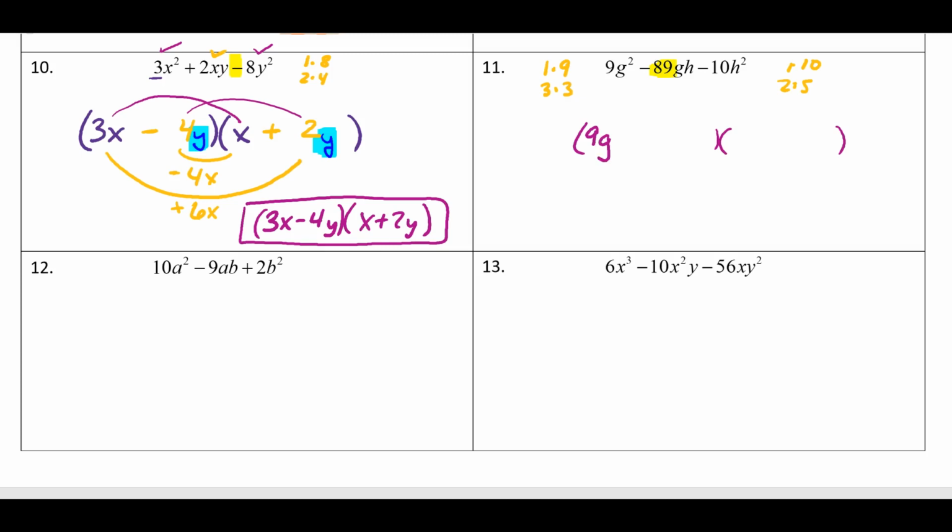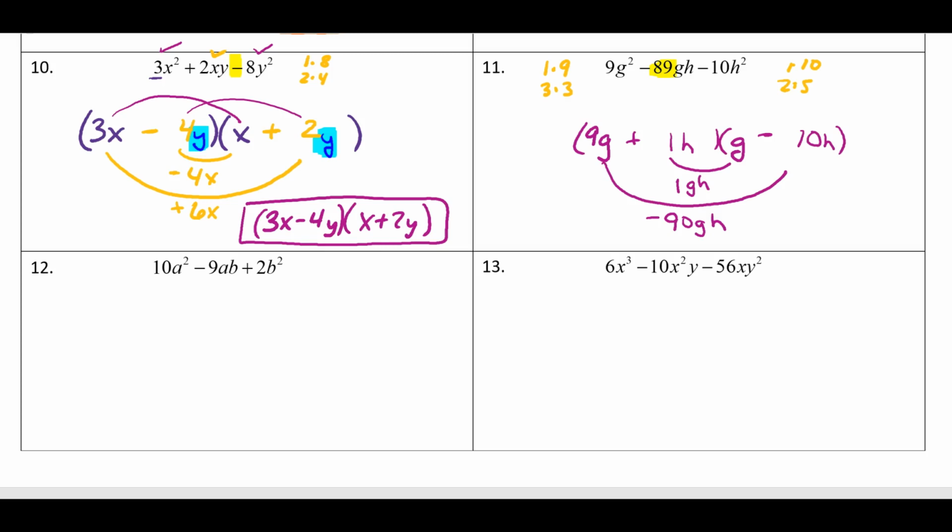So when I'm filling this in, I'm going to start with 9g and g. Now I still need plus or minuses, but I'm going to pick out that my 10 is going to go with the 9. So I'm going to try my 10 over here, my 10h. Okay, now this might not work at all, but it's a good starting spot because I can check. That gives me 1gh. This gives me negative 90gh. And notice that equals negative 89gh.